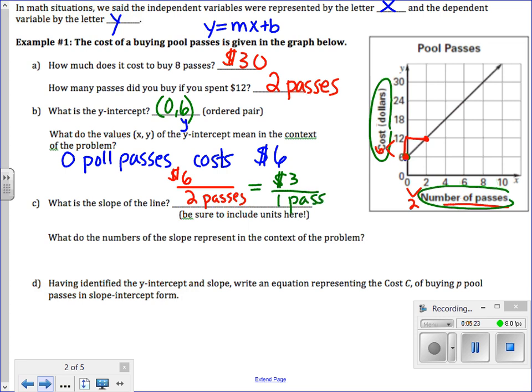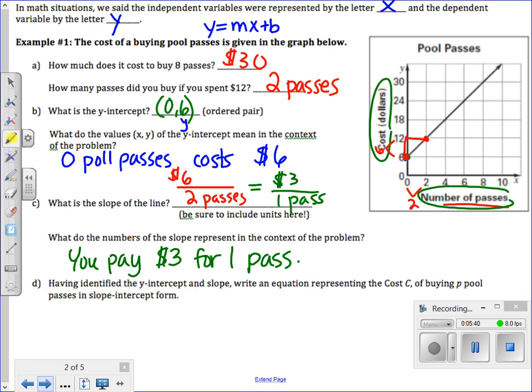In context down here, that means that you pay $3 for one pool pass, or $3 per pool pass. Well, now I know the slope. We already identified that this slope was 3, right? $3, and the y-intercept is 6. So since I know the slope and I know the y-intercept, I can write an equation.